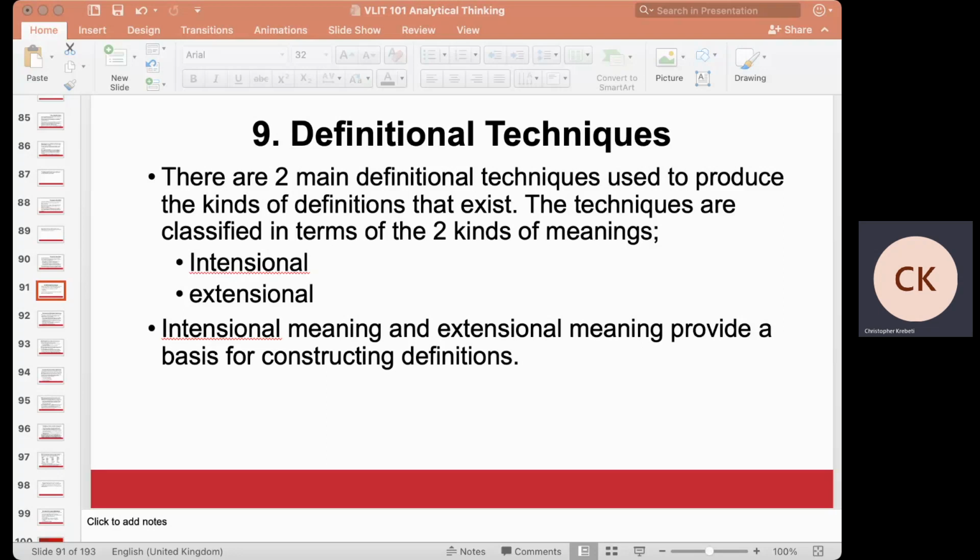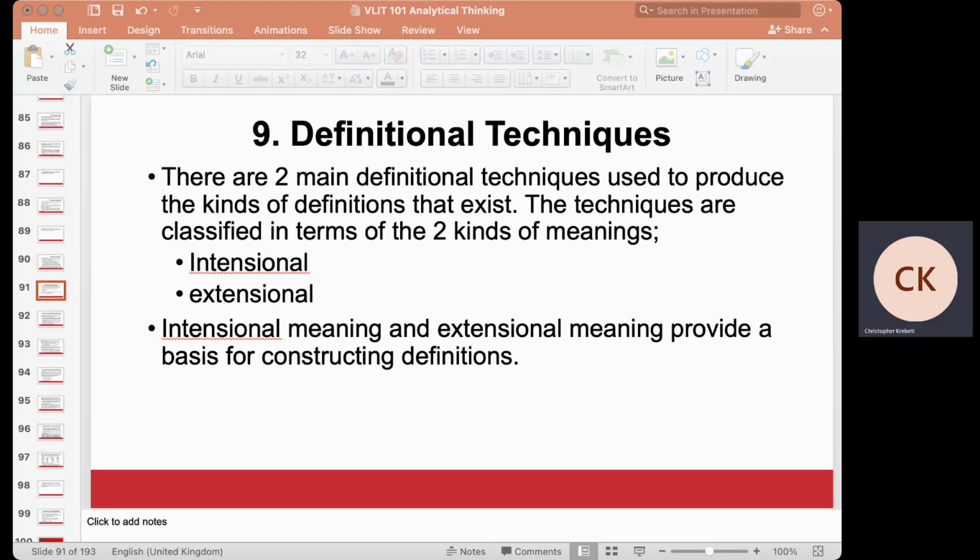We've looked at reportive or lexical definition. We have looked at stipulative definition. We have looked at precising definition. We have looked at persuasive definition. We have looked at theoretical definitions. So all of these five types of definitions are produced using the two main definitional techniques that exist. Right. So these include the intentional meaning and then the extensional meaning.